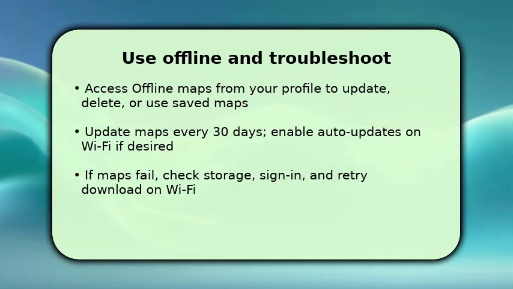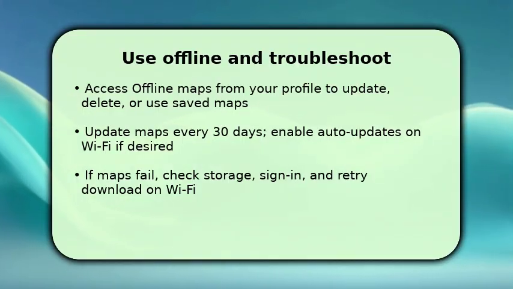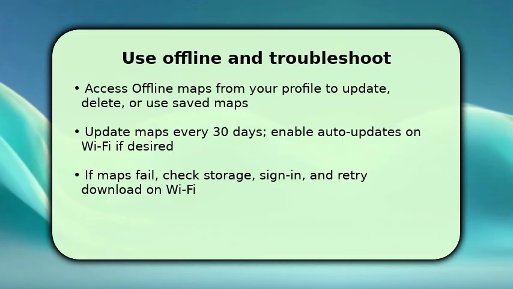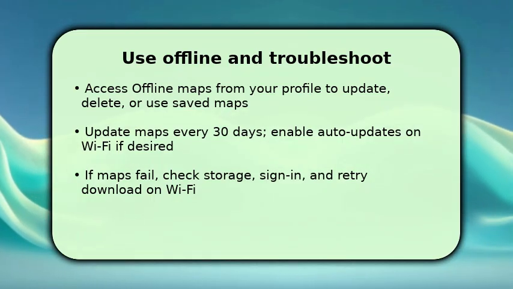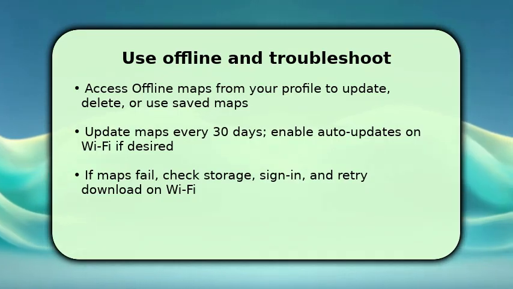If something goes wrong, check available storage, confirm you're signed into the correct account, and retry the download over a stable Wi-Fi connection. If updates fail, deleting and re-downloading the area usually fixes corrupted tiles.